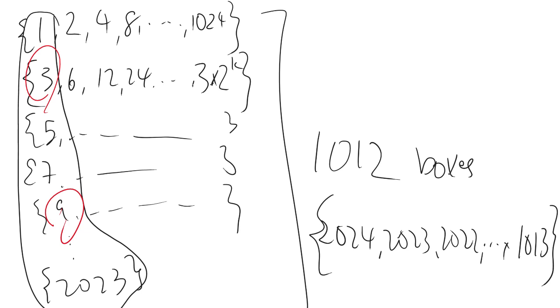So these are our boxes. How many boxes are there? Until 2024, right? That means the last one should be 2023, and then it just ends there because you cannot multiply by 2. So how many boxes are there?